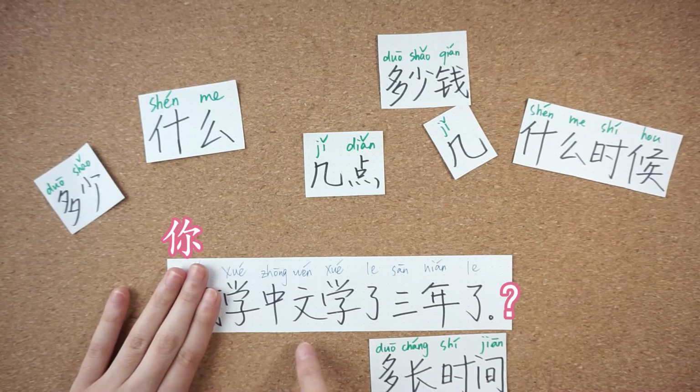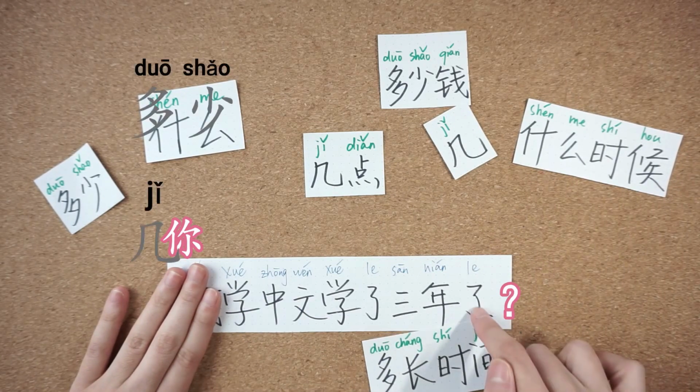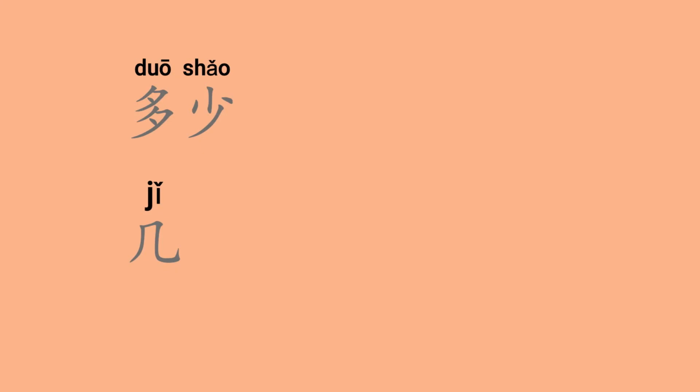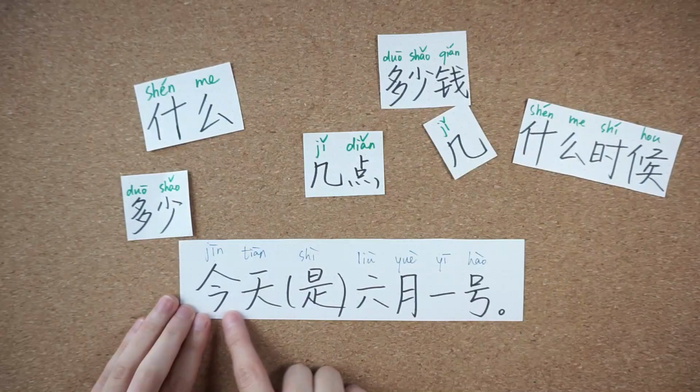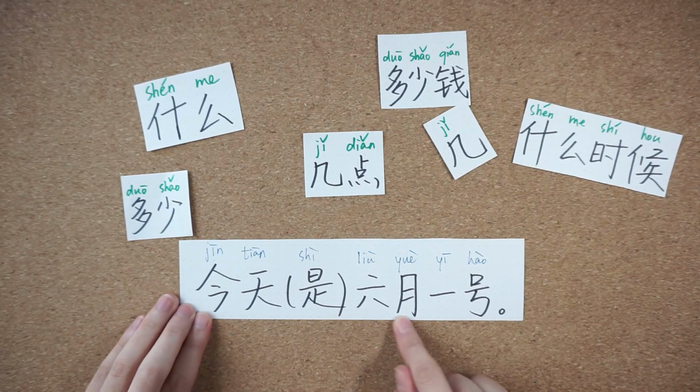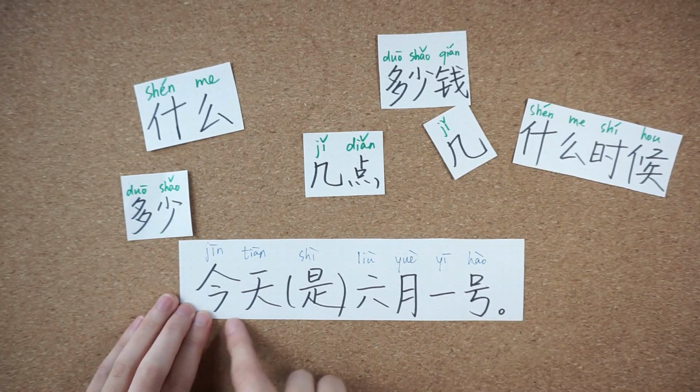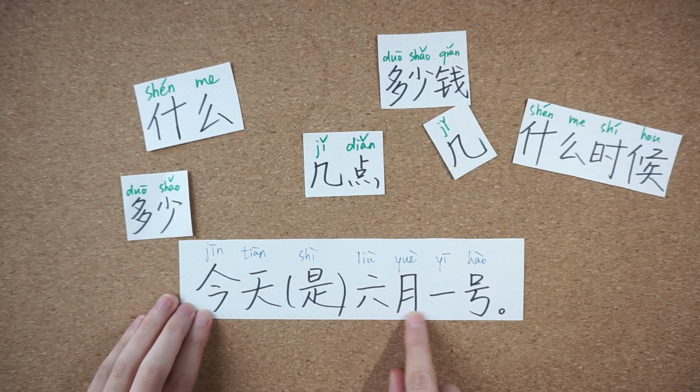你学中文学了多长时间了? The next two question words I want to share are 多少 and 几. These two are both used to ask about numbers. 今天是6月1号. Today is 6月, June, the 6th month.